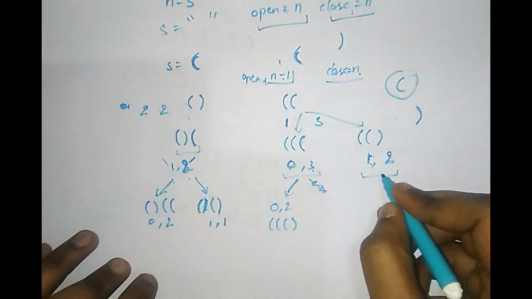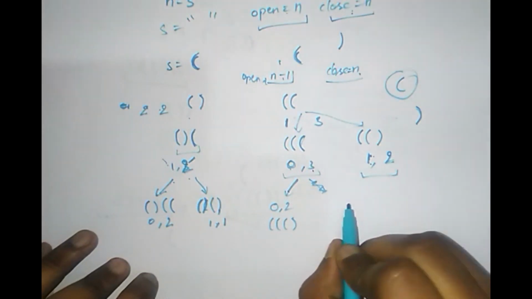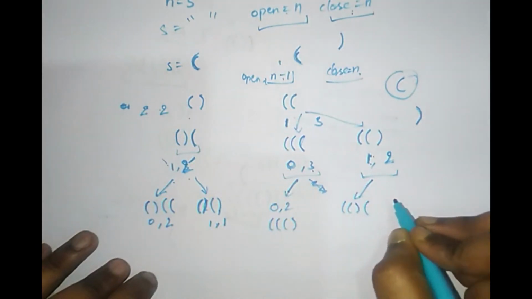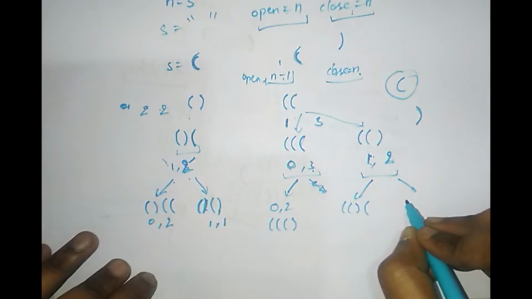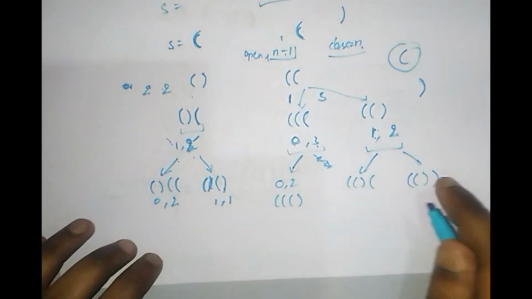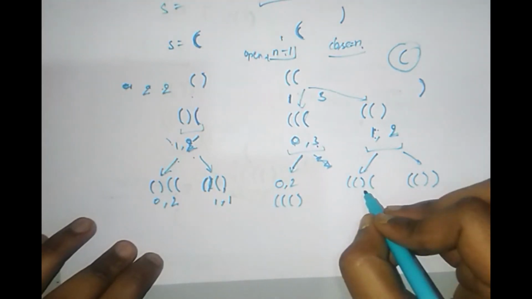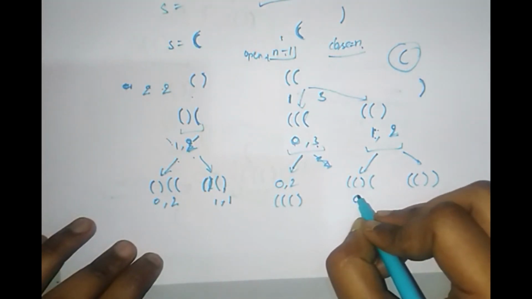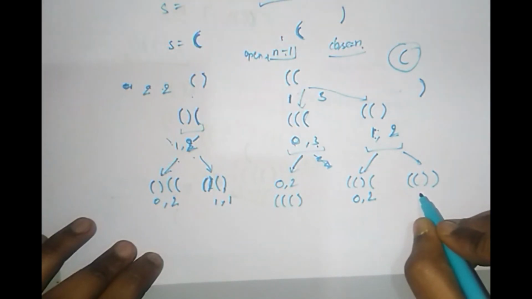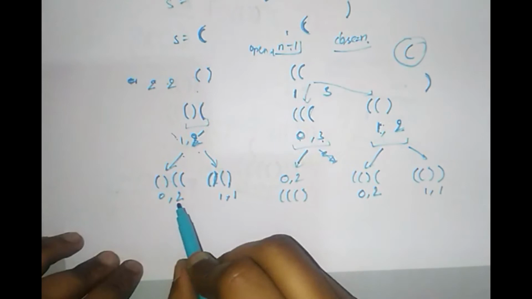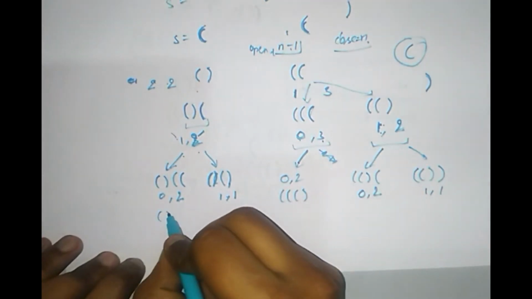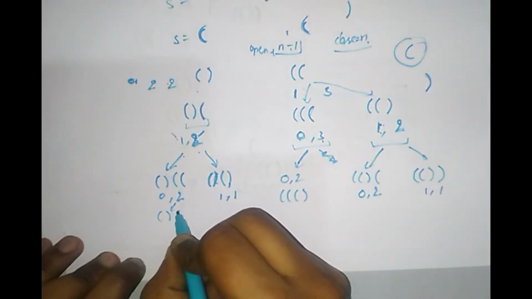Got it? And from here I can append an opening bracket or a closing bracket, both. So if I append the opening bracket, then it will be like this. If I append the closing bracket, then my sequence will be like this. Got it? 0, 2 here and 0, 2 here and 0, 2 here and 1, 1 here. Okay, from here we are going to append 2 closing brackets.